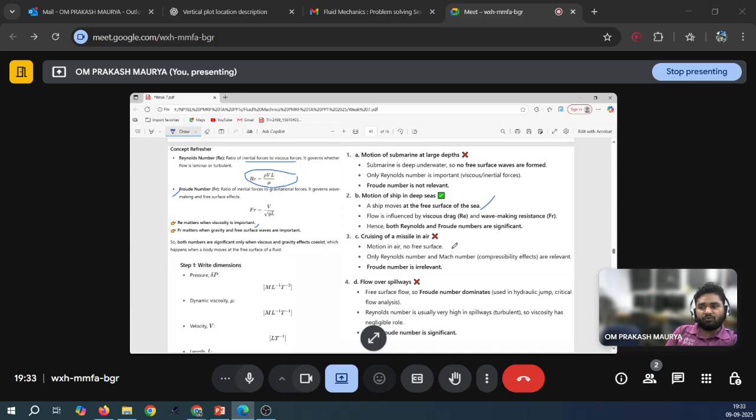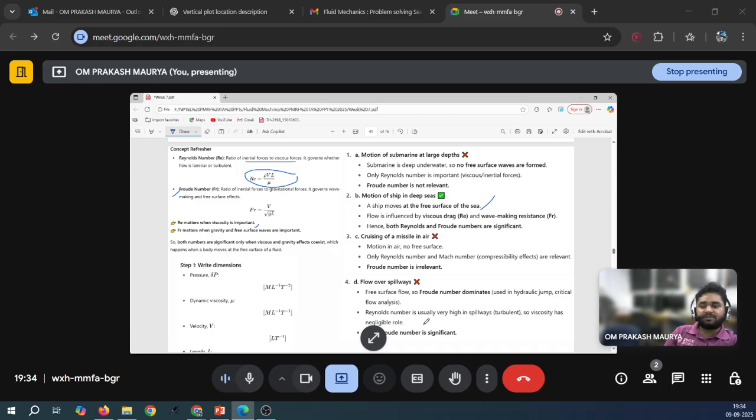Motion in air, no free surface. Only the Reynolds number and Mach number are relevant. The Froude number is irrelevant. Option D, flow over spillways. So it is a free surface flow, so the Froude number dominates. It is used in hydraulic jump and critical flow analysis. The Reynolds number is usually very high in a spillway, that is turbulent flow, so viscosity has a negligible role.